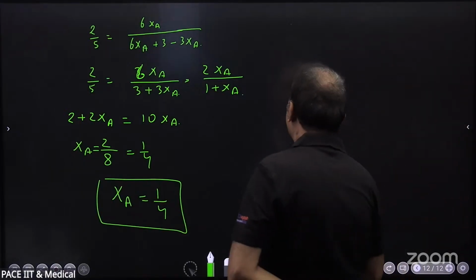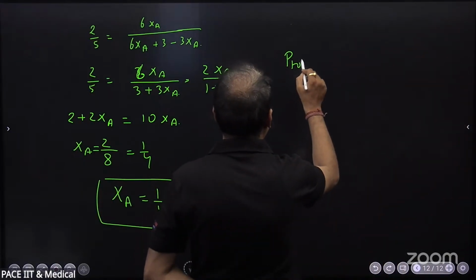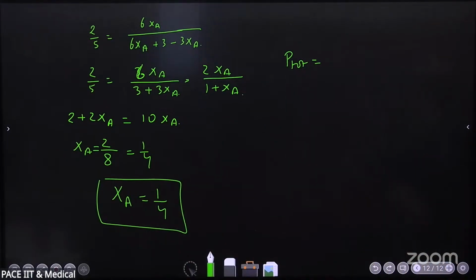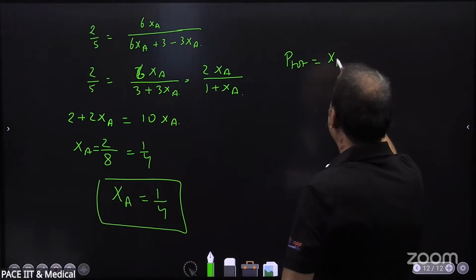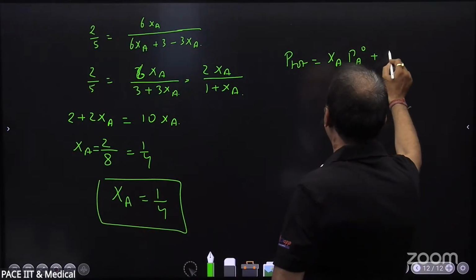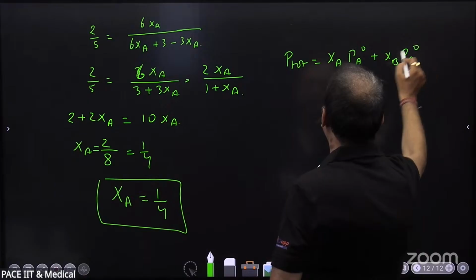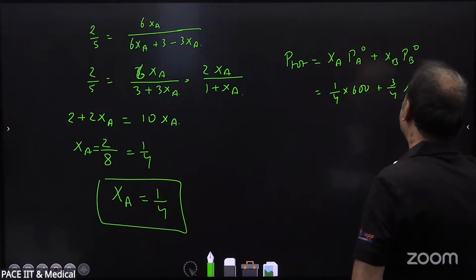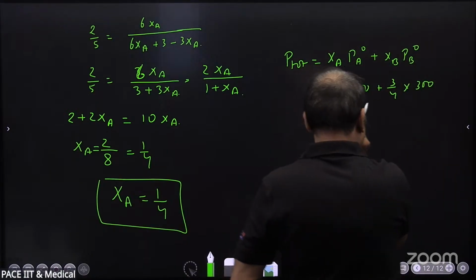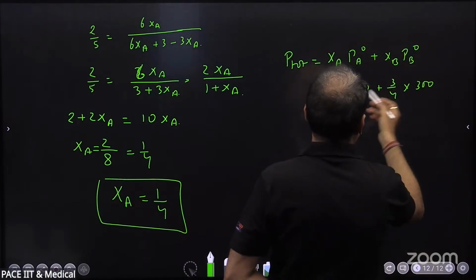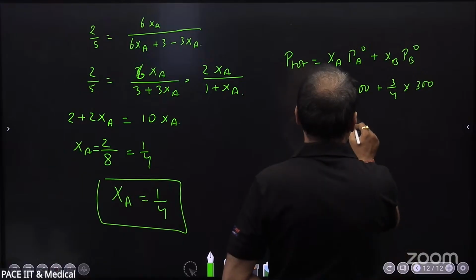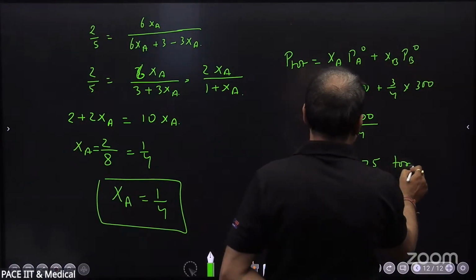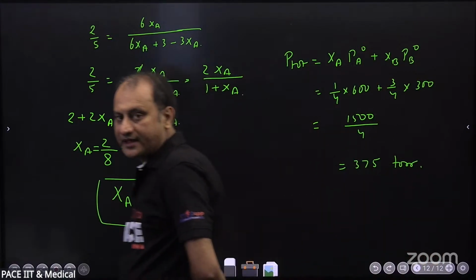And next thing we were asked, what is the total external pressure? So external pressure has to be balanced by the total pressure of solution. Total pressure is XA PA naught plus XB PB naught. So 1 by 4 into 600, 3 by 4 into 300. So that will become 600 plus 900, 1500 by 4, 375 torr. Okay.